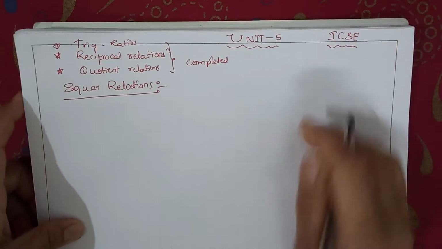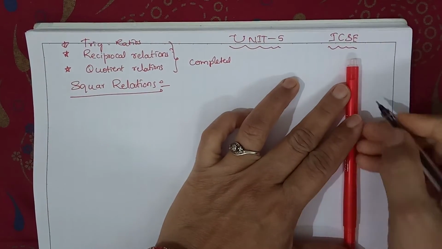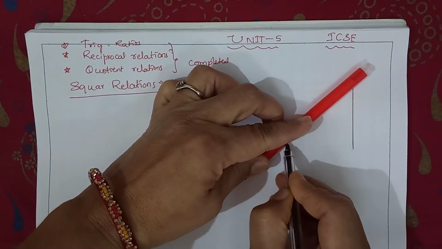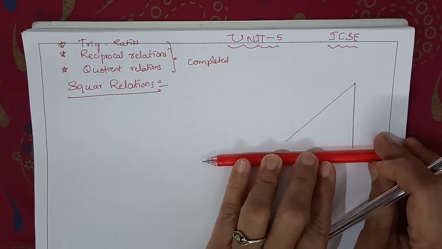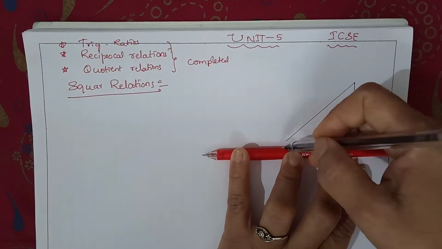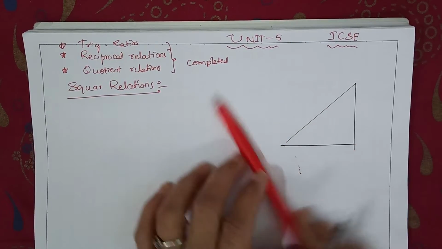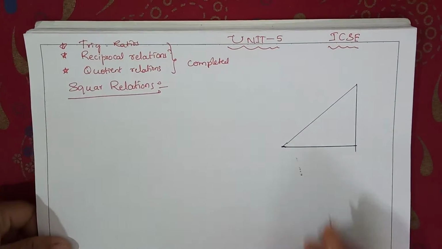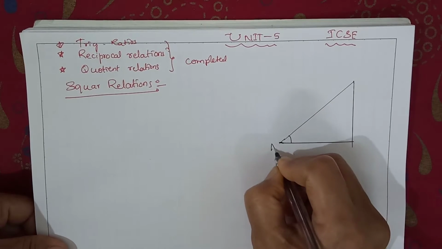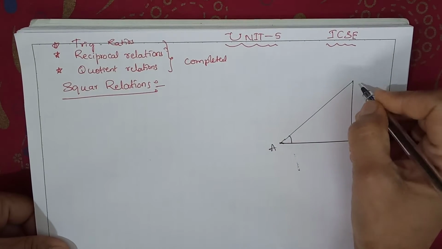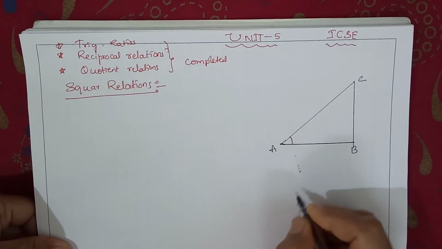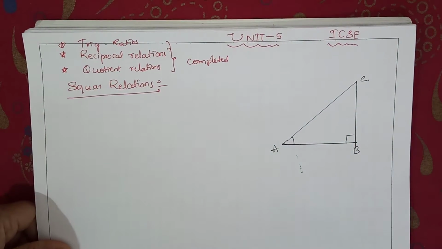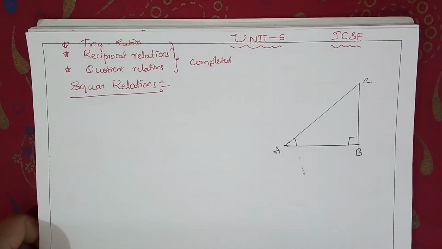Let me draw the first right angle triangle. So, what is sin A? Meanwhile, I'll repeat. Sin A is perpendicular by hypotenuse. And what is cos A? Base by hypotenuse. And tan is what? Perpendicular by base. These definitions are very important. You must know them. Okay, let us go with the square relation.